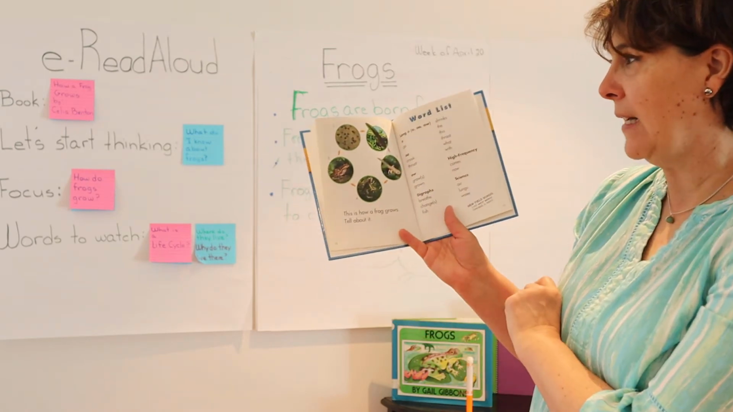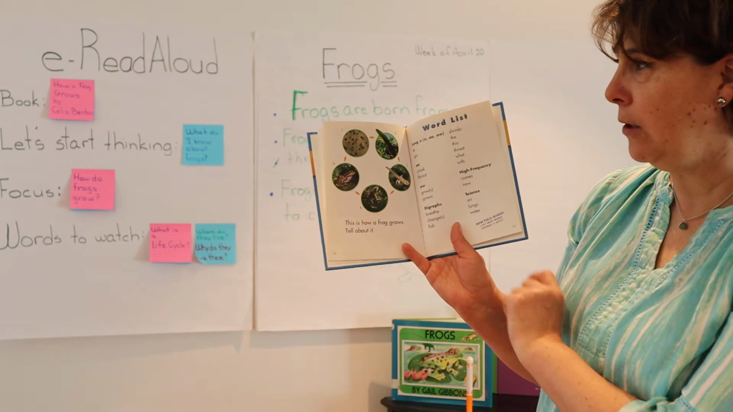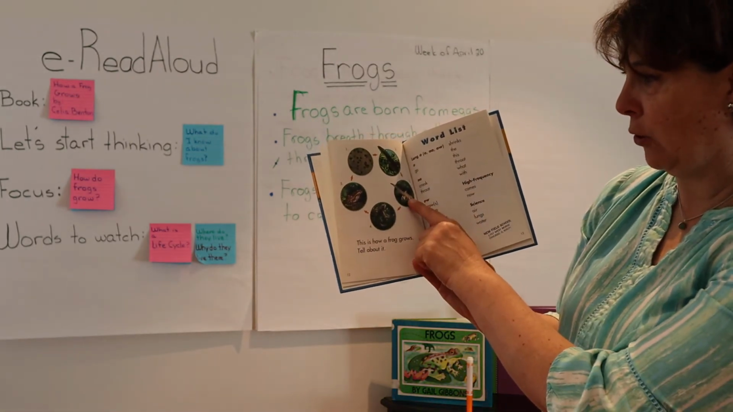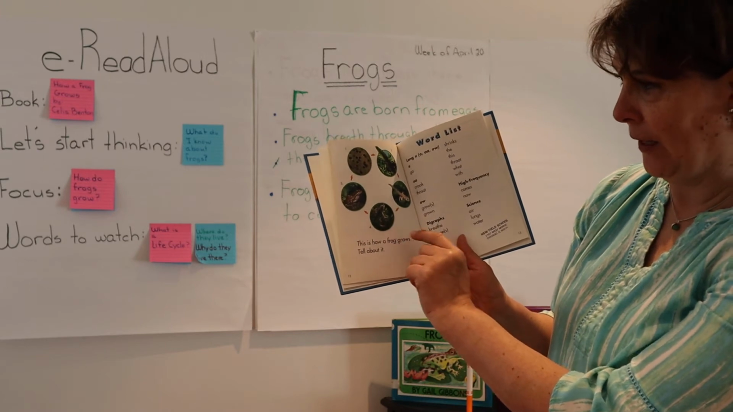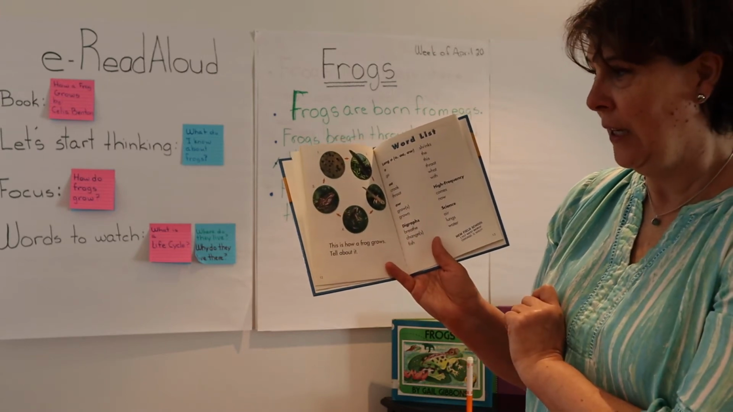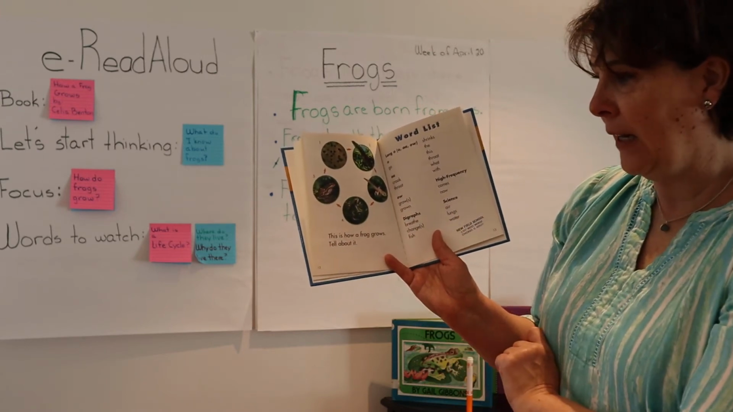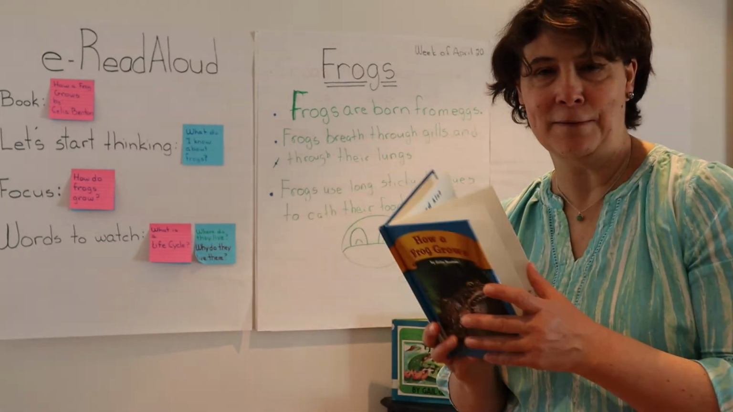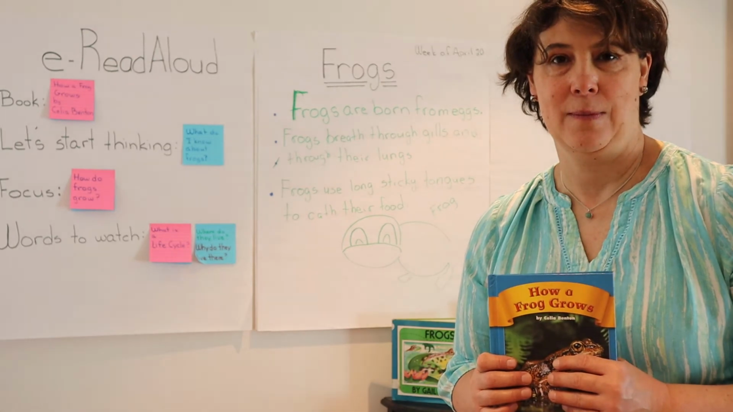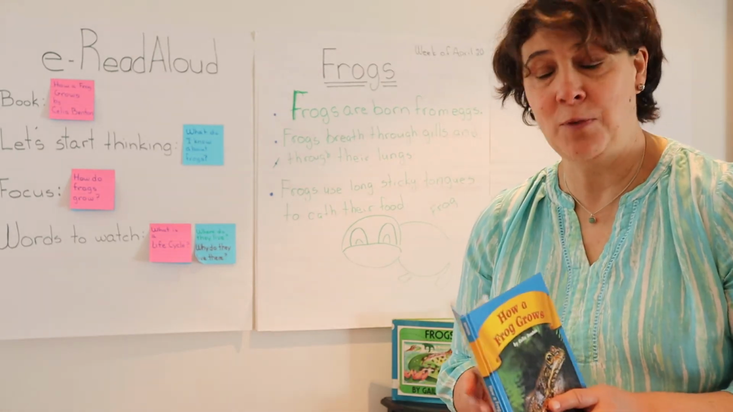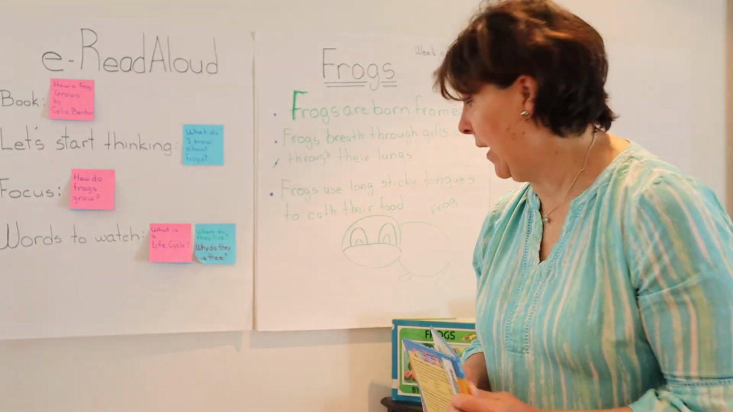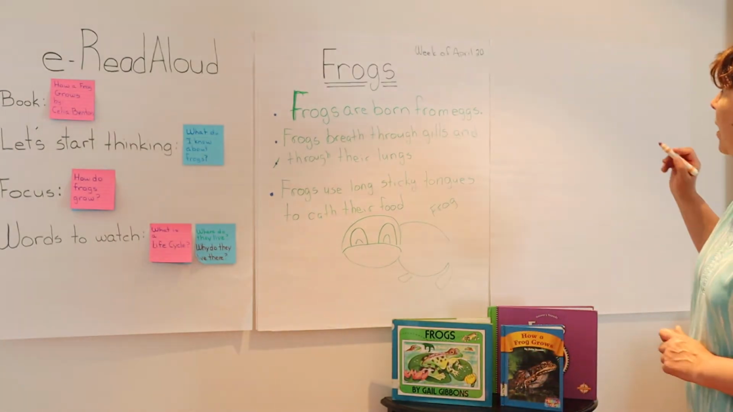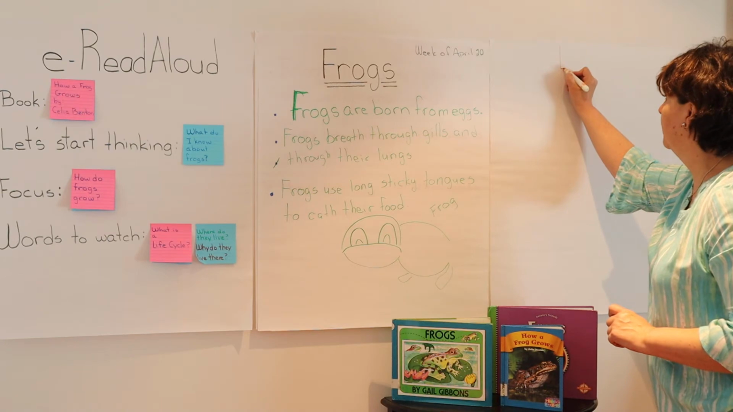And here we have it. Can you see the life cycle? You have the eggs, you have the tadpole, it's growing legs, growing front legs, and then there's a toad or a frog. This is the frog, this is how a frog grows. Can you tell me all about it? You have done a great job sharing that information. Now, what I want you to do for me today is draw the life cycle.